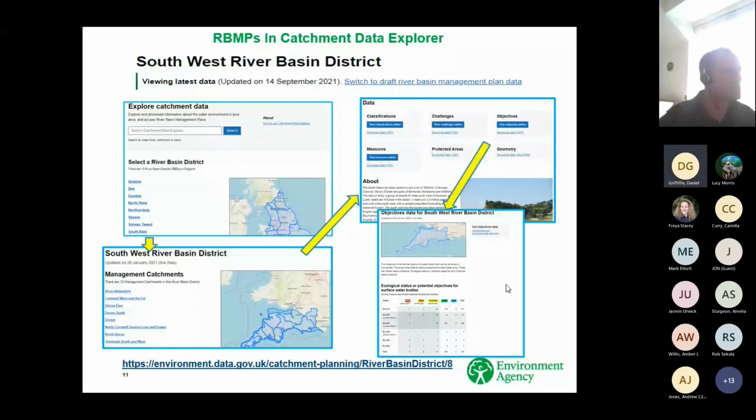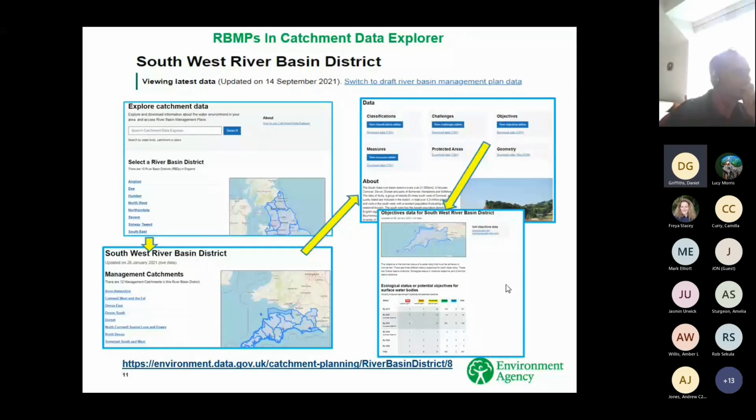So just looking at the data systems that support the plan, all of the data is held online now, and the majority of it is in Catchment Data Explorer, which I suspect quite a lot of you are familiar with and use. This has been updated recently.